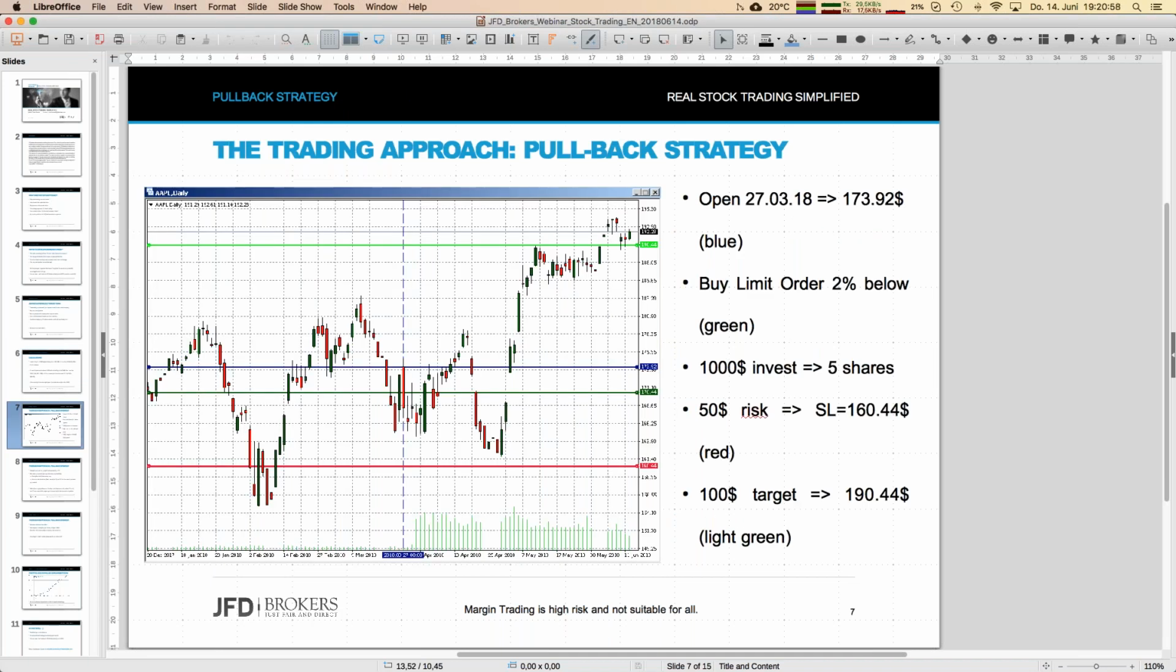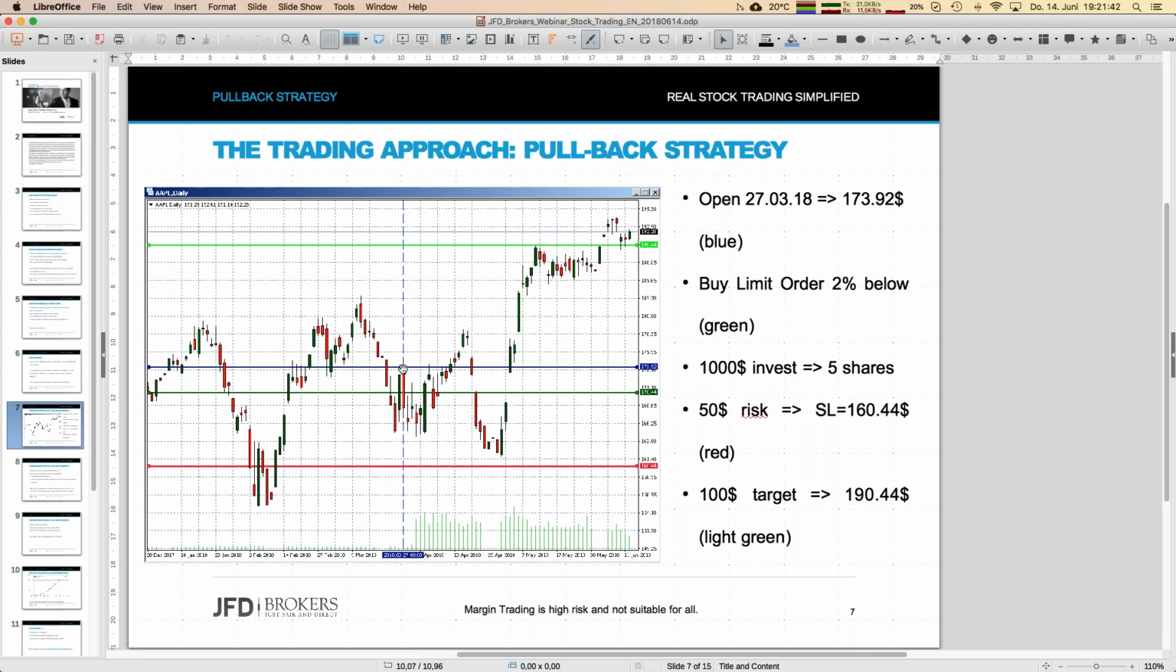But now, how can we do that pullback strategy? The approach is really quite simple. Let me guide you through the chart, and I will explain it specifically for one point in history within the chart. So I go back to the 27th of March, marked with the dotted vertical blue line, and the open of that candle is marked with a blue line here. The open on that day was 173.92.